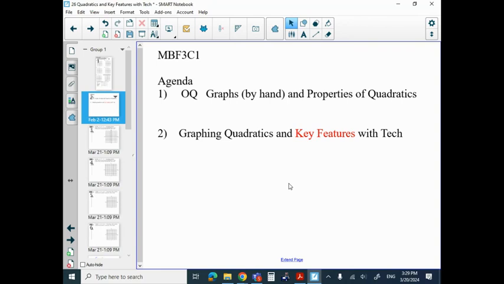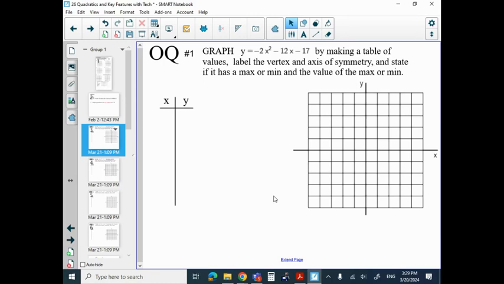Next, lesson 26, Quadratics and Key Features with Technology. So a little bit of a break from all the number crunching at this point, except for me right now, for showing one more of these to make sure you get the help you need. So let's go for it here. Let's run some numbers and see what this thing looks like.